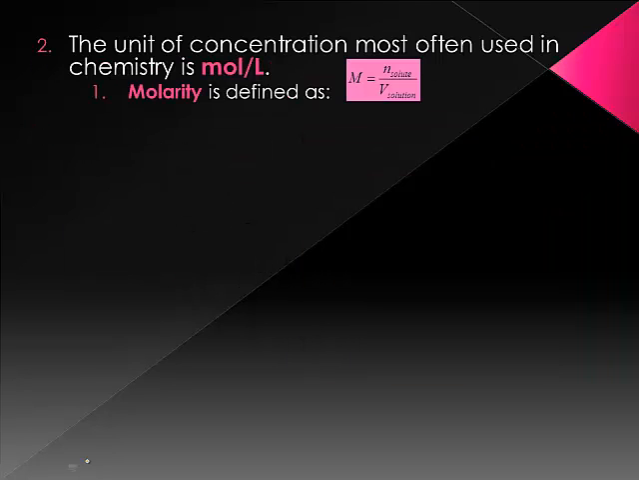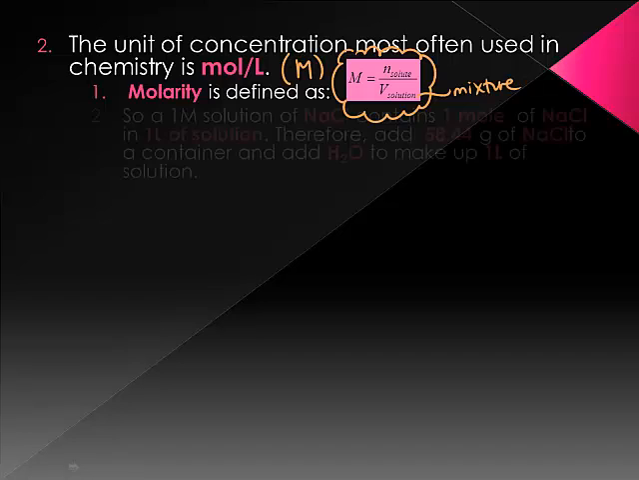The most common units of concentration that we use in chemistry, however, are moles per liter, which is what a molar is defined as. If you see the abbreviation capital M, that actually means moles per liter. Molarity is defined as the moles of solute per liter of solution. Notice that that solution is the final mixture.